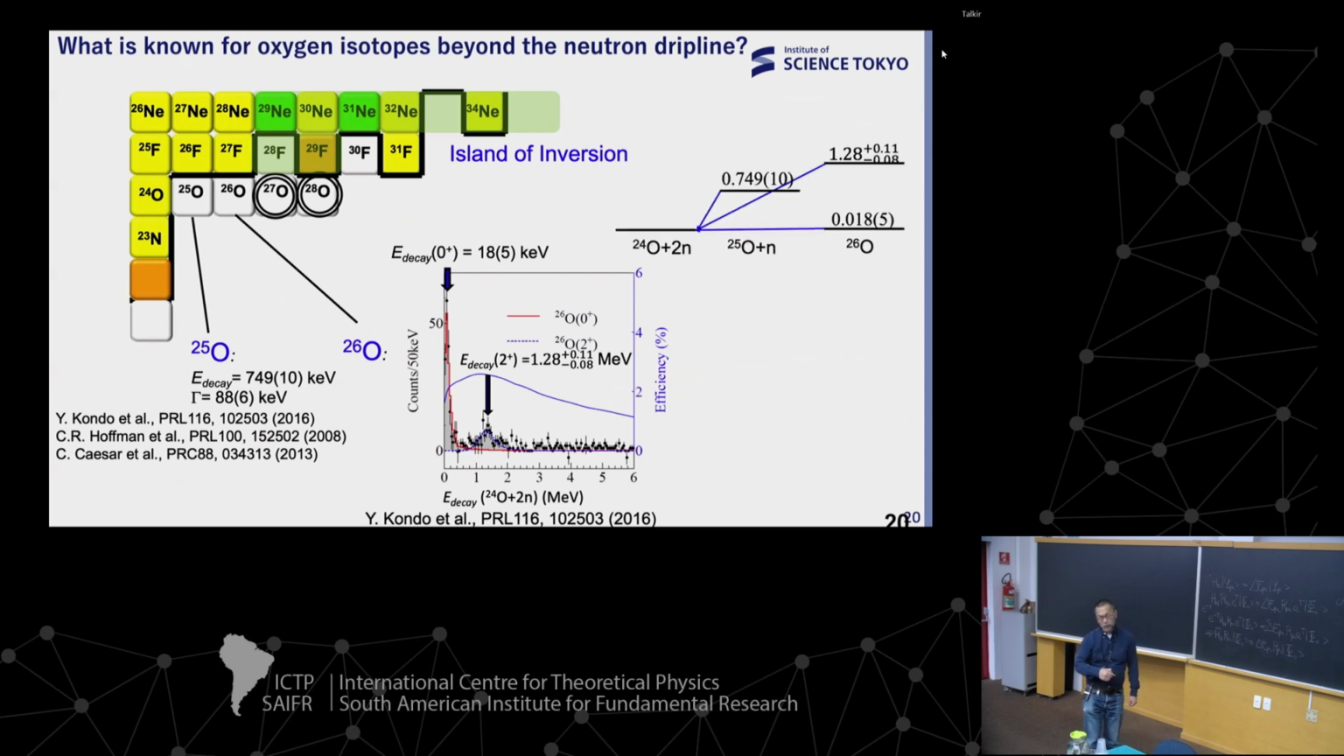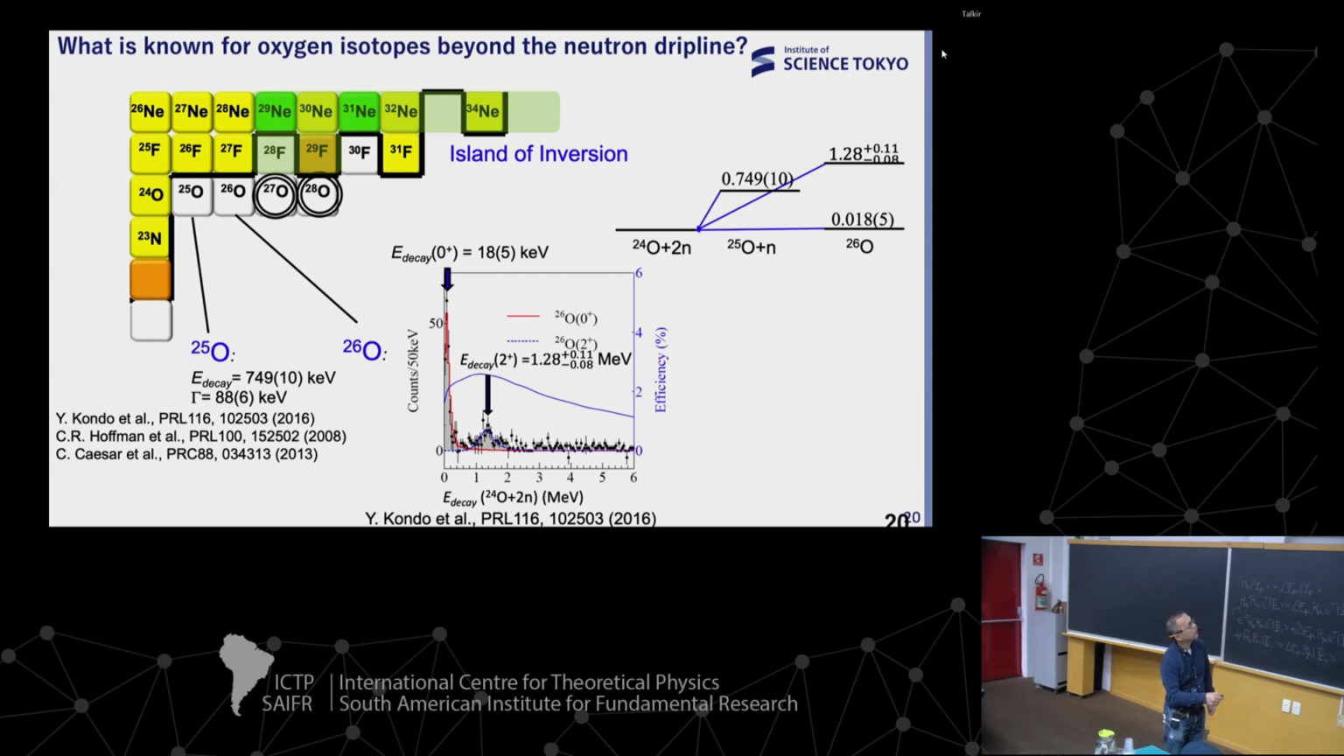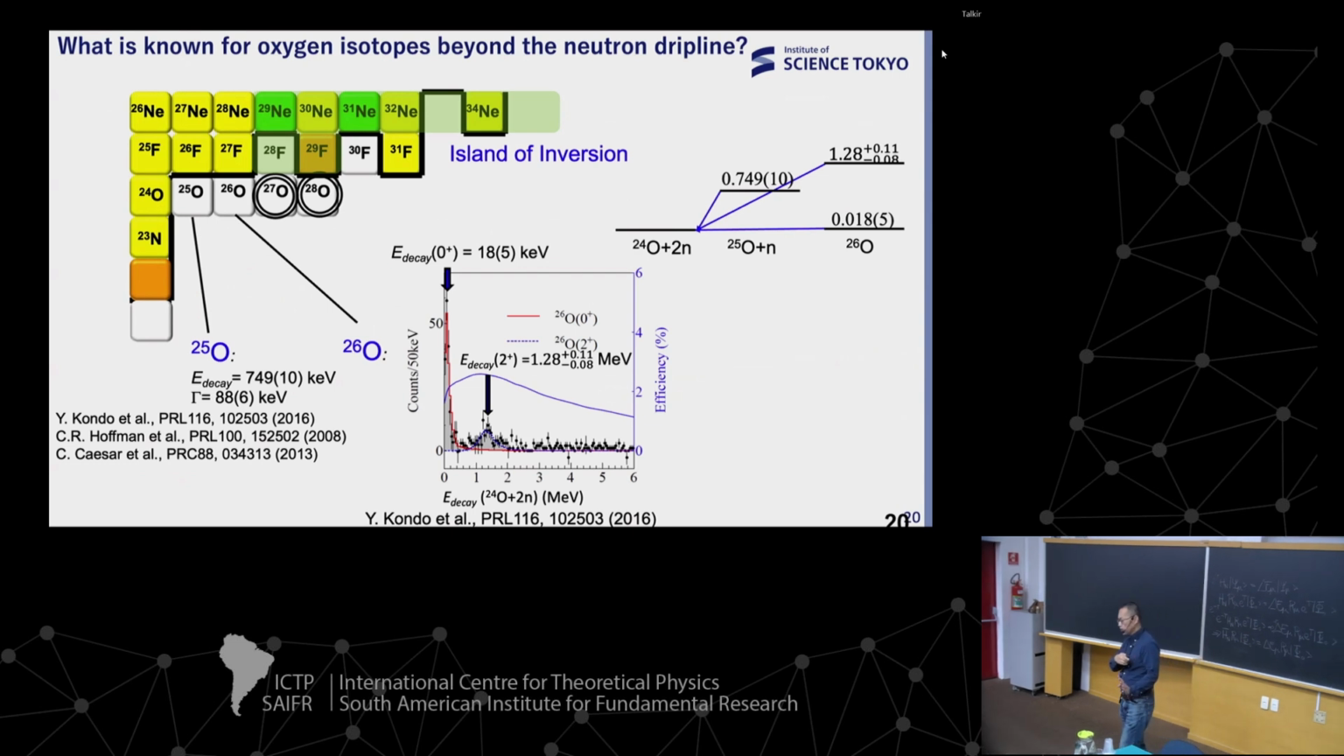So if you summarize these observations, oxygen-24 is here, oxygen-25 is 750 keV above threshold, oxygen-26 is only 18 keV above the threshold, so it cannot decay into oxygen-25, only decay into oxygen-24, and the first excited state is here. Okay, this was the situation.